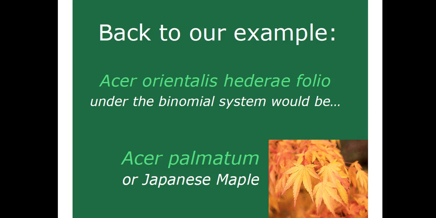Hederae is kind of an ivy leaf. Folio, of course, is Latin for leaf. Orientalis, oriental. So all that together becomes Acer palmatum, which describes the palmate shape of the leaf that is very rare for other maples to have.